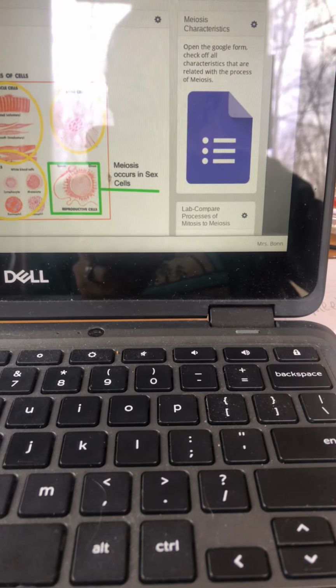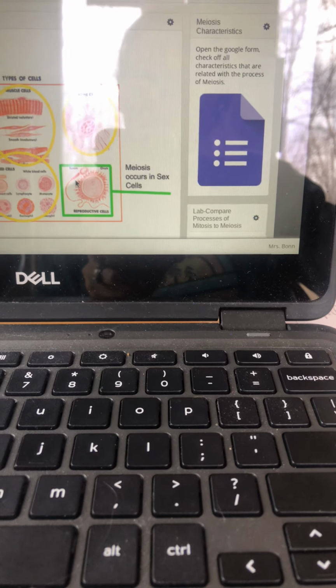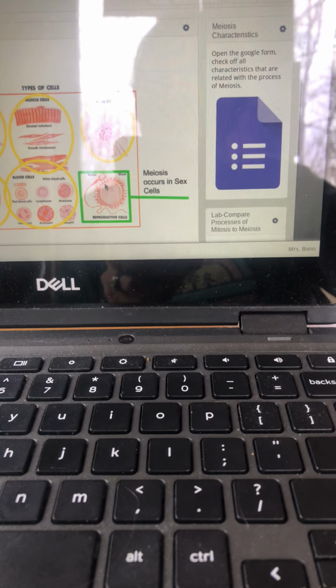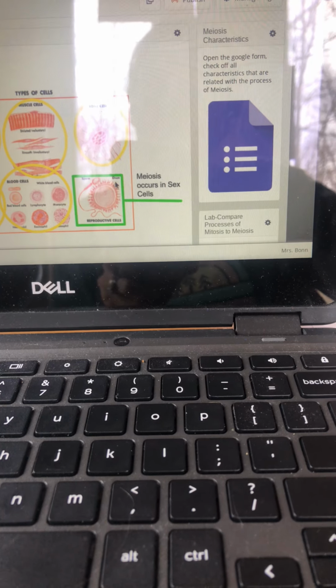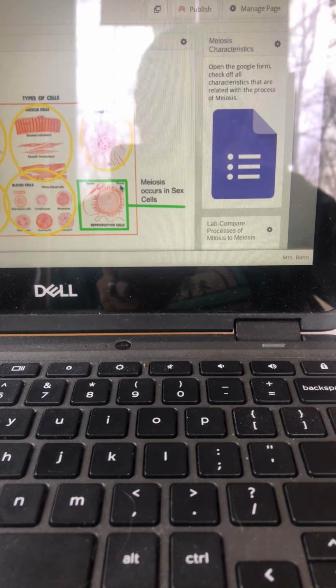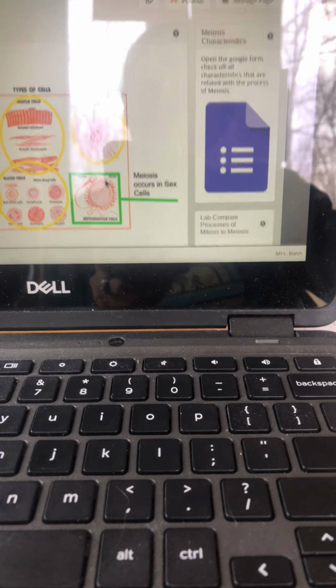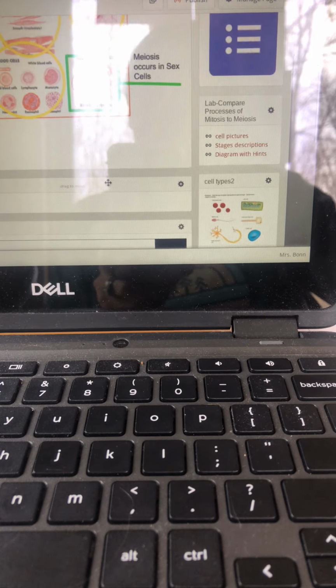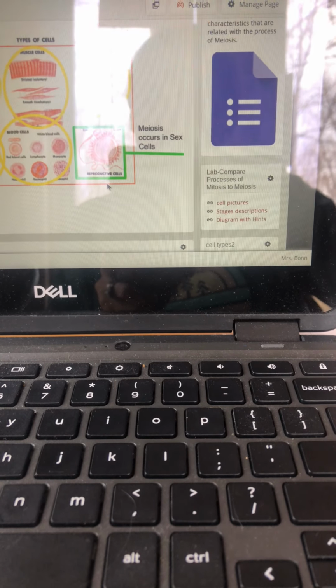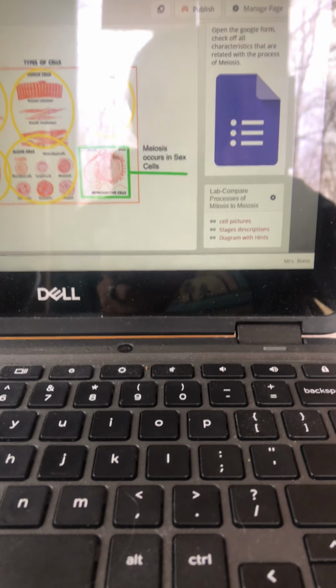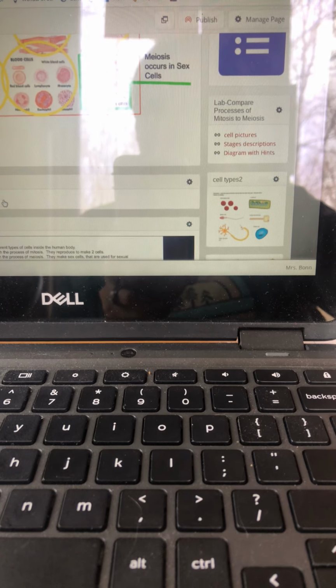Meiosis over here is what we're going to be learning about now. Now these cells that undergo meiosis are the sperm and the ovum. Now ovum can also be called the egg. And those two types of cells are what you're going to be looking at this week.